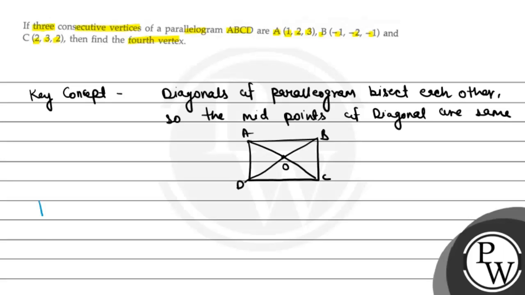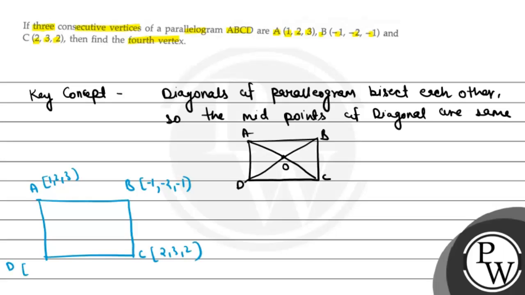Okay, so here we have a given parallelogram ABCD. The coordinate of A is given here as 1, 2, 3, and the coordinate of B is -1, -2, -1. The coordinate of C is 2, 3, 2, and let's say the fourth vertex is X, Y, Z. So basically we have to find the values of X, Y, and Z. Let's say this is the diagonal AC and this is the diagonal BD, intersecting at the point O. So we have to find the value of O.